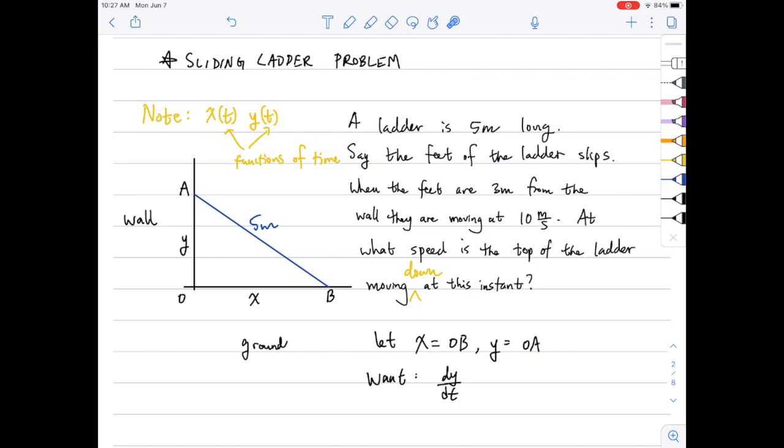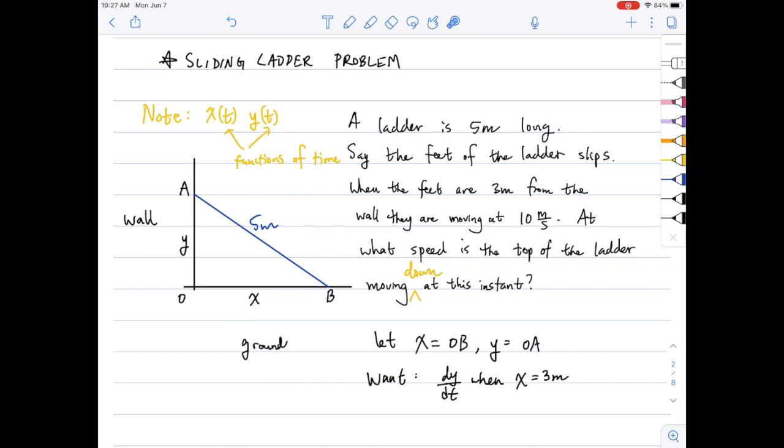And we want that at the instant when the feet of the ladder are 3 meters from the wall. So when x is equal to 3 meters. We don't just want a rate, we want a rate at a particular instant in time, the instant in time when x is 3 meters. And that's going to be important.